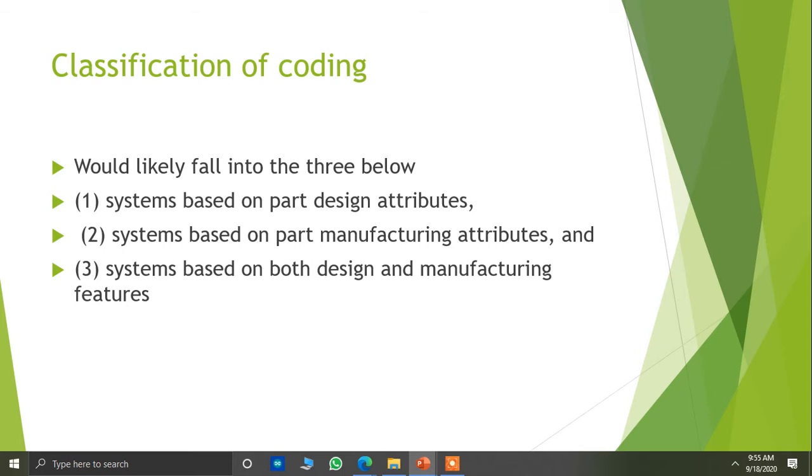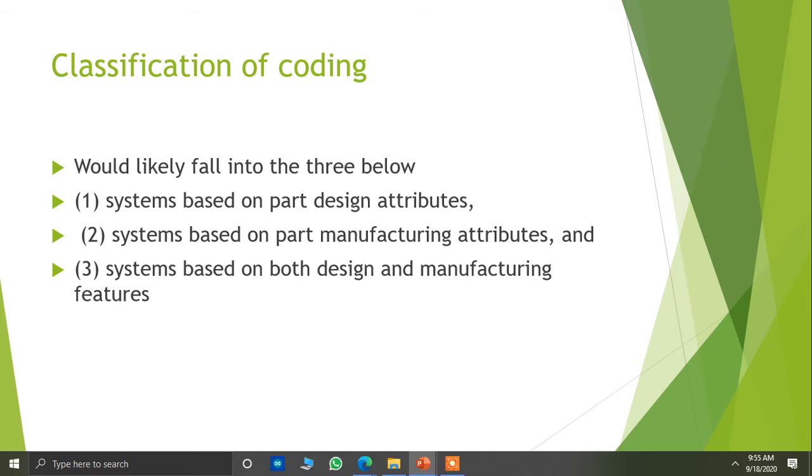So, classification of coding. How do you classify them? There are three attributes where you classify. First thing is systems based on the part design attributes. I have already told you in the very first where you apply the coding. Second one is systems based on the part manufacturing attributes. Third one is systems that are based both on design and manufacturing. The best example for this is your material.